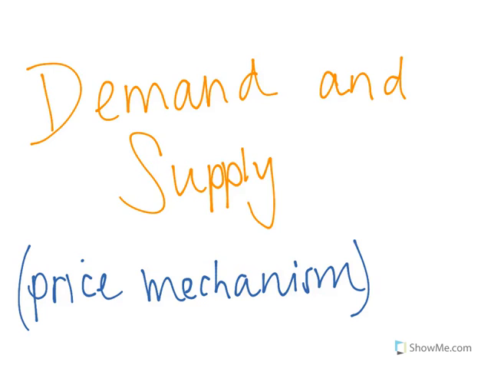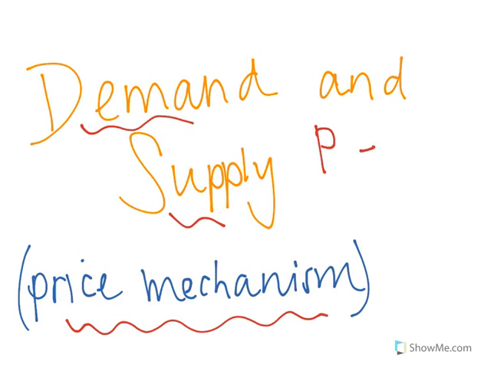Hi everyone. So in this short video, I'll be going through one of the most fundamental concepts in economics, demand and supply and the price mechanism. Now the price mechanism basically looks at the way in which demand and supply interact with each other to determine the price and the quantity of a certain good that is produced within an economy.